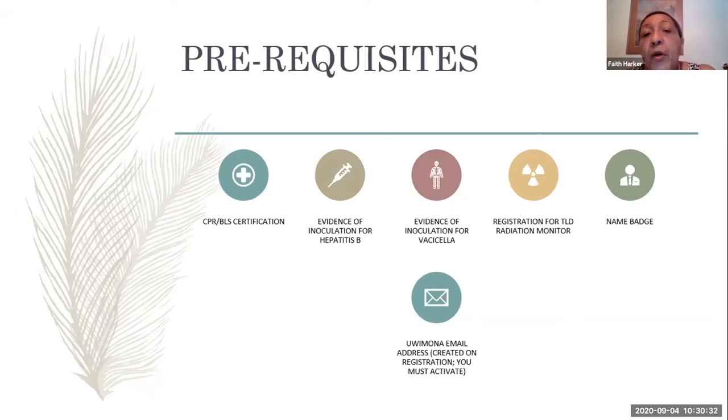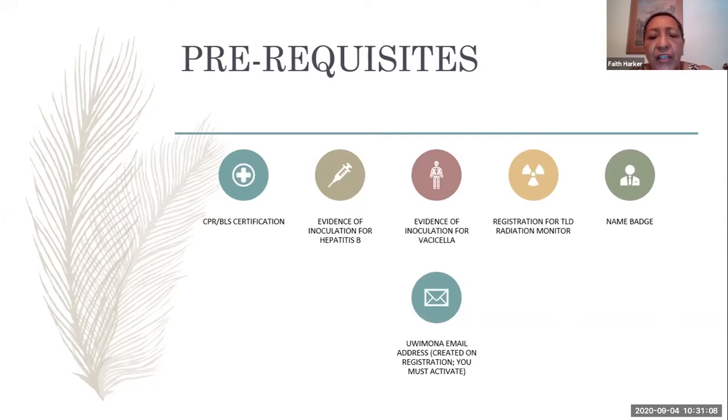And this all comes about because of a need for your safety as well as the safety of the general public. Because in all things clinical, we have to think about our personal safety and the safety of the general public. You will need to be registered for your personal radiation monitor. And I will be in contact with you and supply you with your registration forms so that you can be registered with the provider of this monitoring service.